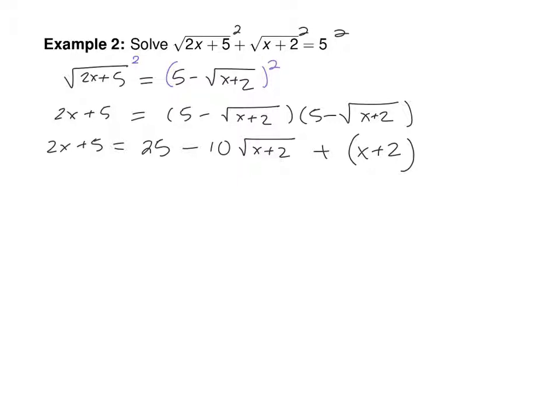Okay. All right, well, at least 2x plus 5 equals, let's see, what is it? x plus 27 minus 10 root x plus 2, right? Does that make sense? And you're thinking, well, at least I can get the x's and the constants together, right? So take away x, and you get x on this side. Take away 27, and you get minus 22.